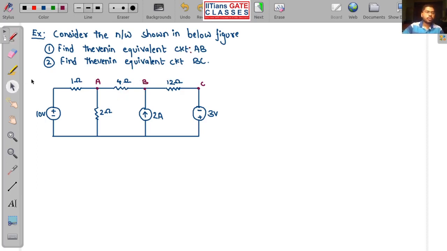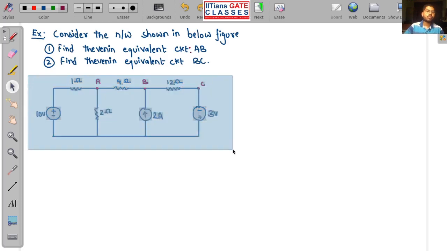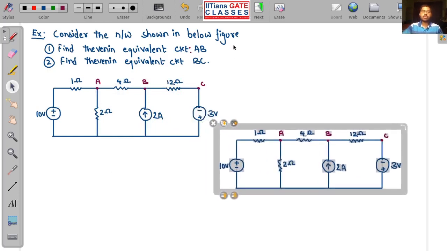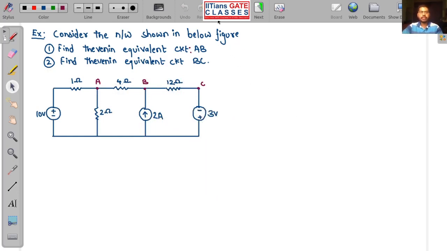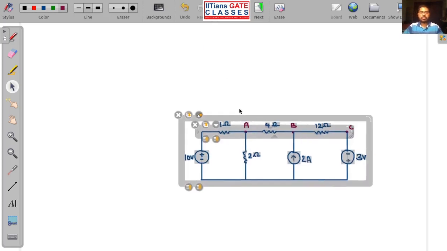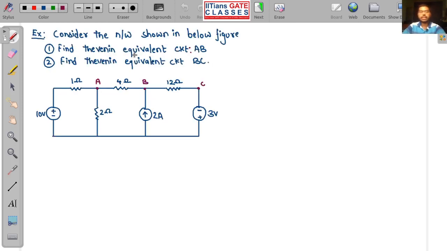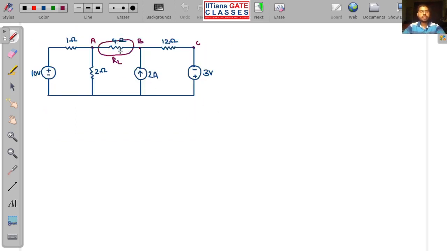So what I am going to do, I am going to draw one more circuit diagram. I am replacing this. I will be solving it in the next page, so it will be better. So what I said, this is my load resistance, RL. This 4 ohm. First condition is: find Thevenin equivalent circuit along the terminal AB. So along the AB I am going to find.